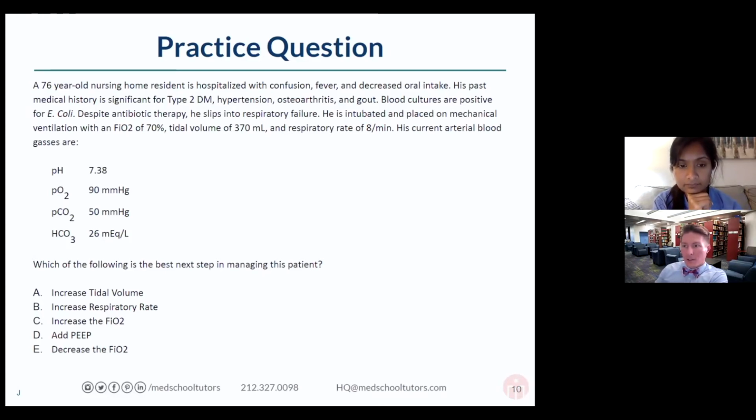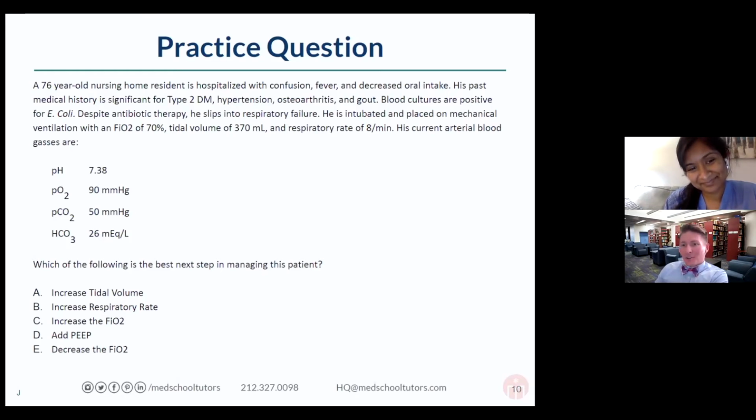So given the background of confusion, fever, and decreased oral intake, it sounds like we have a patient who's developing a bloodborne infection, sepsis, with E. coli. I haven't seen his vital signs, but I can presume he's septic given his clinical presentation of confusion. Despite antibiotic therapy, he slips into respiratory failure. He is intubated and placed on mechanical ventilation with an FiO2 of 70%, a tidal volume of 370 mLs, and a respiratory rate of 8, which is something that we might raise our eyebrows at.